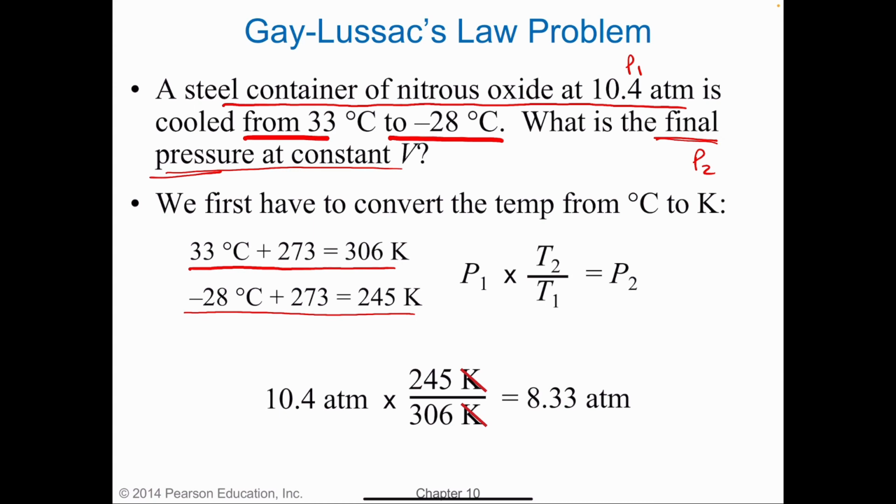And then with the temperatures, it said from 33 degrees to negative 28. So the 33 degrees sounds like it's T1. And then to negative 28 degrees, that sounds like it's afterwards, so that's our T2. That's why they have the 306 in the denominator, and the 245 in the numerator of that fraction. And then P1, the pressure beforehand, is the 10.4 atmospheres, so we should get 8.33. And the units are atmospheres because our initial pressure had units of atmospheres. The temperature units of Kelvin canceled out.